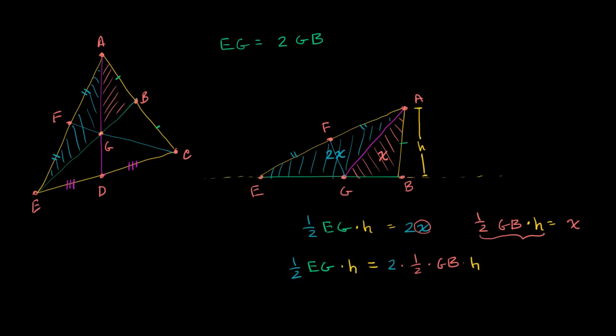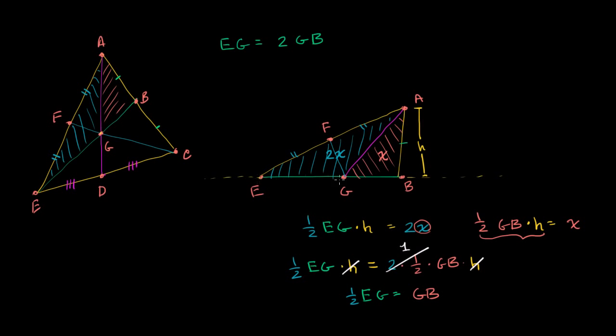And now we can just simplify this. We have 2 times 1/2 is just going to be 1. You can divide both sides by h. And we are left with 1/2 EG is equal to GB. And we're done. This is essentially saying that GB is half of EG.